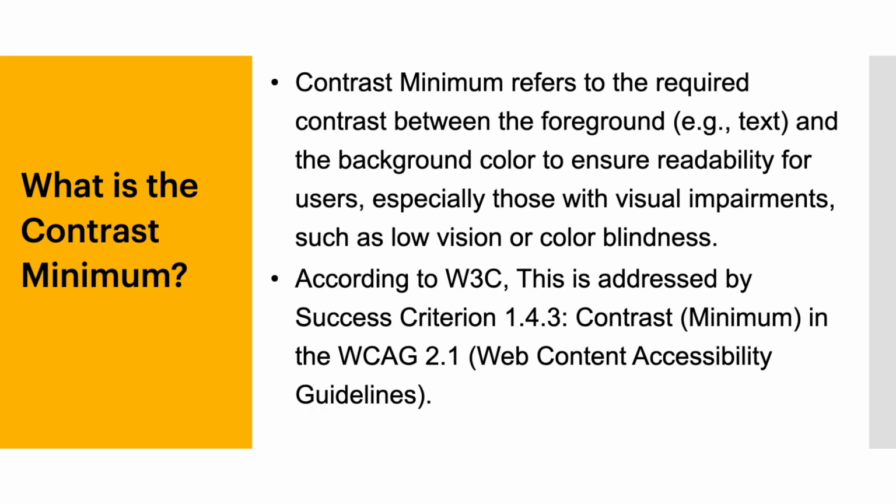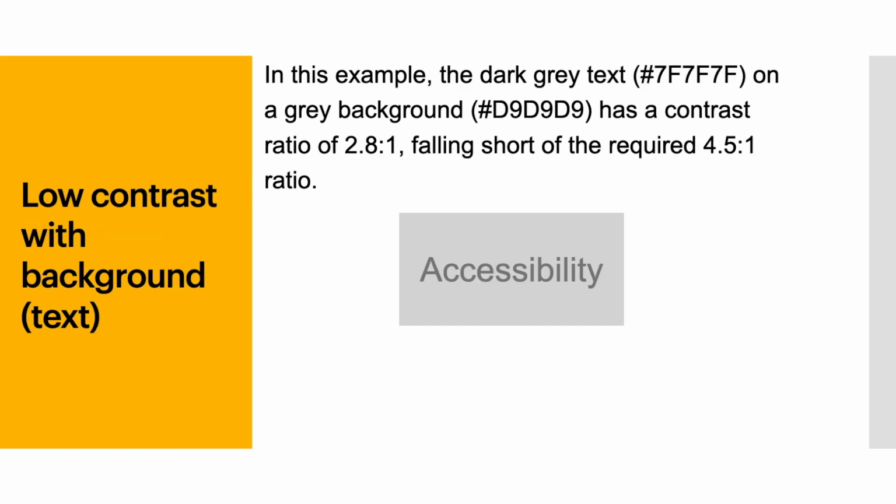If you look at an example here, the gray text on a light gray background may seem stylish, but it fails accessibility checks. Instead, choosing high contrast color combinations ensures better readability.